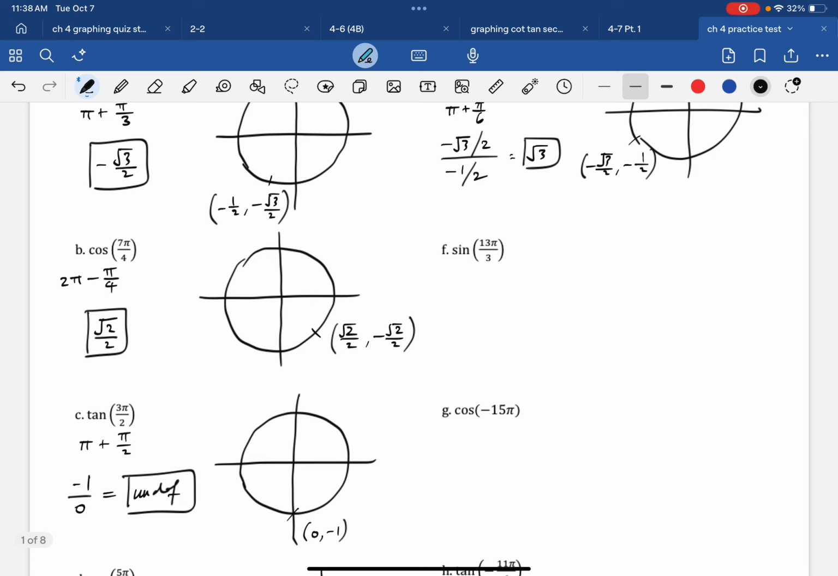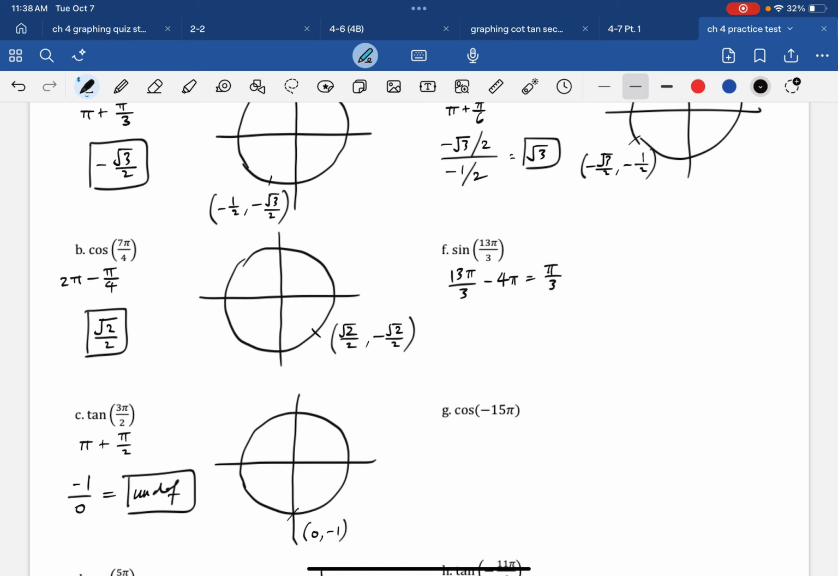Next, 13 pi over 3. Now this is larger than 2 pi, so I'm going to have to subtract out some multiple of 2 pi. And I'm allowed to do that because the period of the sine function is 2 pi. Here I'm going to subtract 4 pi, because 13 pi over 3 is slightly larger than 4 pi. And that's going to give me pi over 3.